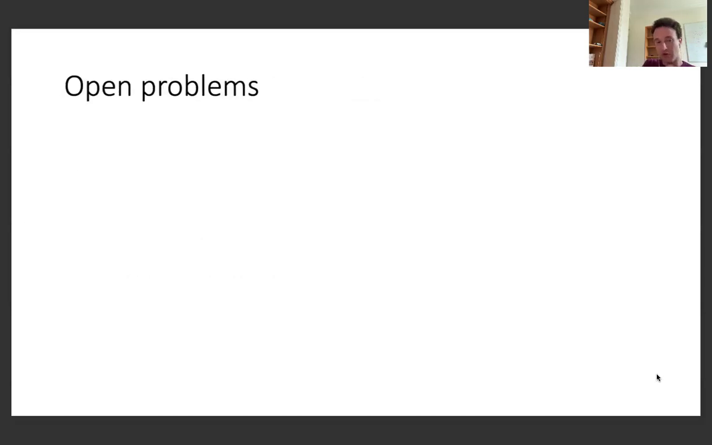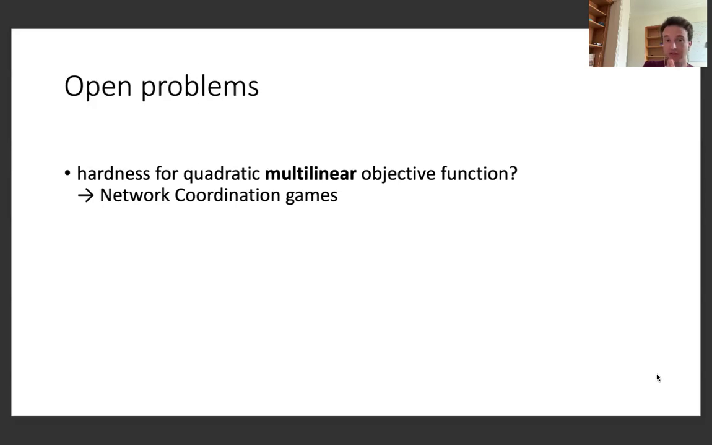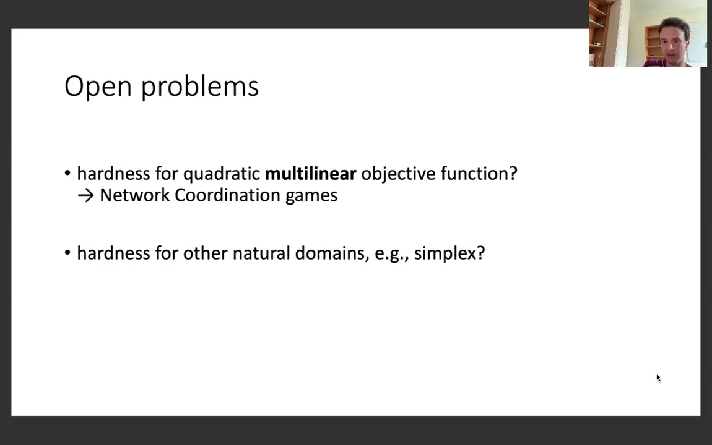So let me finish by mentioning some open problems. The first one is that we would like to show hardness for the case where the objective function is multilinear. So there are no quadratic terms like x1 squared, but we only allow x1 times x2 terms, etc. Because if we prove this with the same domain, the unit box domain, that would imply hardness for one of the motivating problems, namely this network coordination game that I mentioned. So that is one very interesting direction that seems quite challenging.